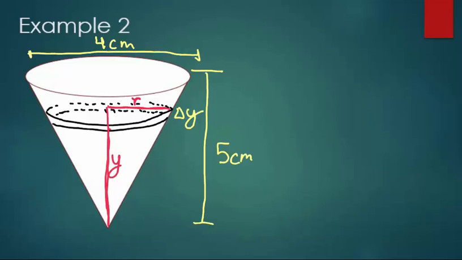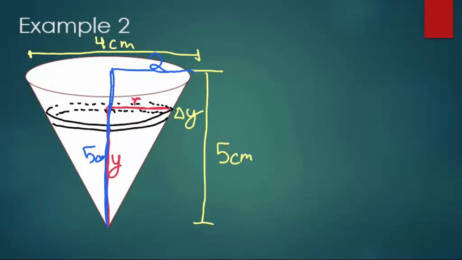while our big cone here has a radius of 2 centimeters and a height of 5 centimeters. So we can use proportions, similar triangles, to be able to find the area of the face of that disk in terms that we need it to be.